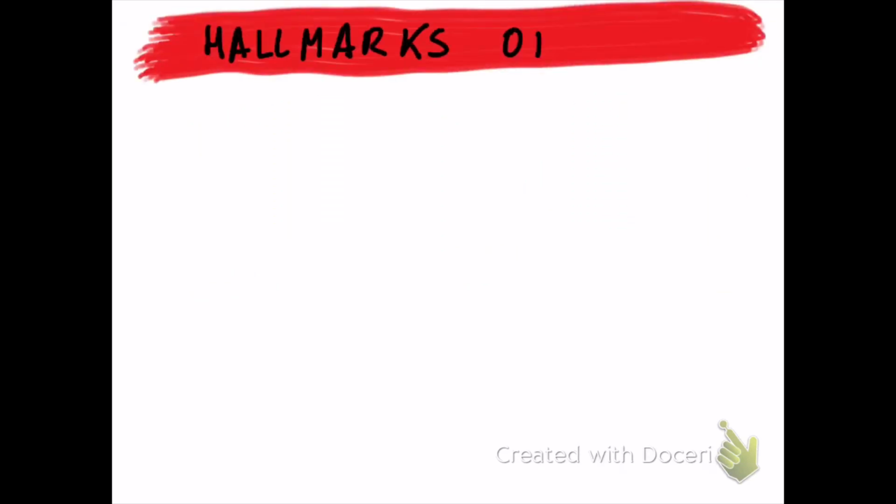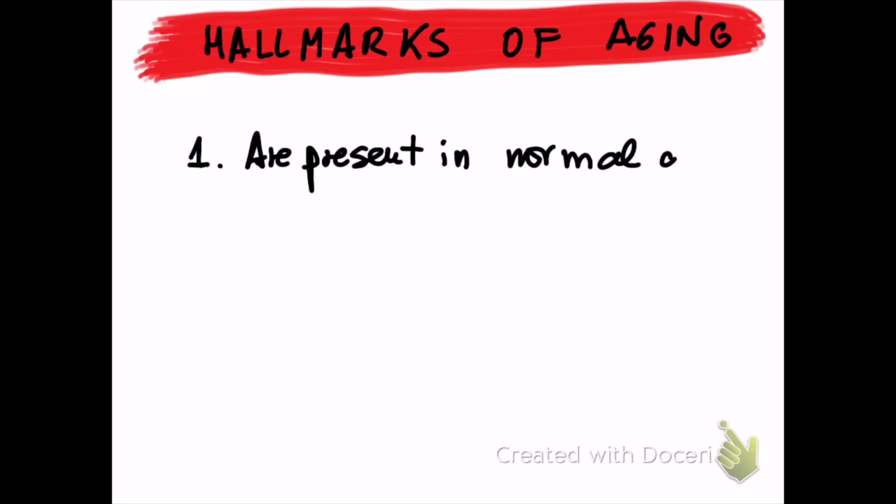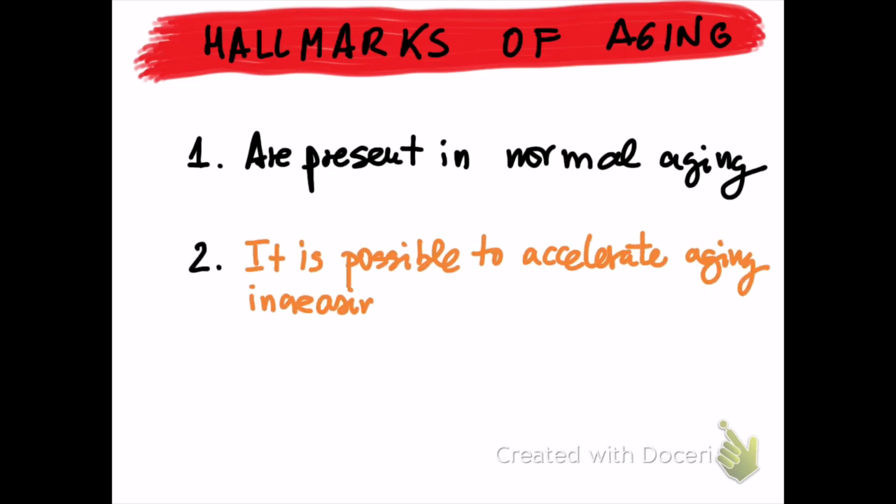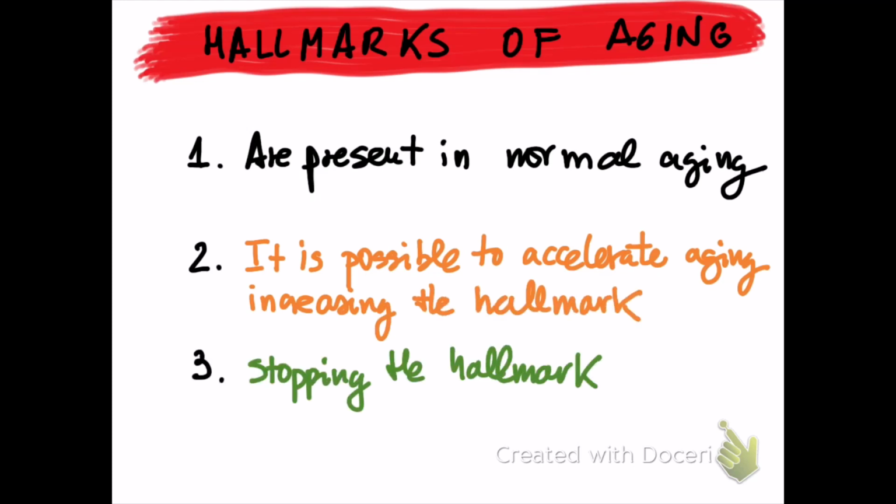As we have seen previously, the use of theory is quite complicated. For this reason, another criterion is currently used to study aging. This criterion is called the hallmark of aging. A hallmark of aging is evidence that the organism is aging. For an effect to be called a hallmark of aging, it has to meet three different requirements. The first, it should be present during normal aging. The second is that accelerated aging can occur if the hallmark increases. And the third is that aging can be stopped by slowing down the hallmark.